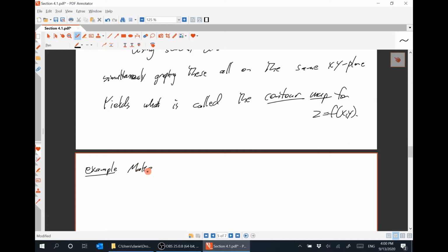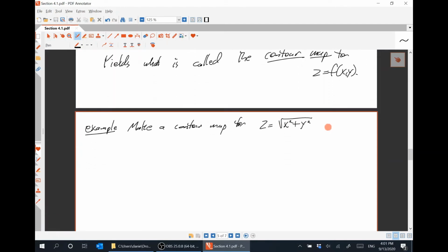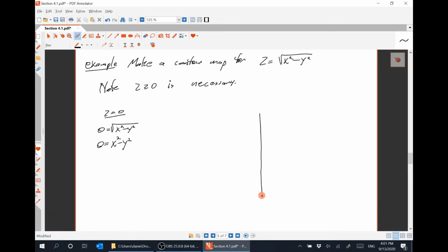So make a contour map for z equals square root of x squared minus y squared. So now, certainly z has to be bigger than or equal to 0. So if we say z is equal to 0, then we have 0 is equal to x squared minus y squared. Now what does that look like? So 0 is equal to x minus y times x plus y.